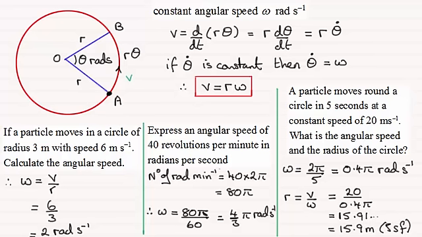Okay, well, I hope that's given you an idea on how we can use this connection between v and the angular speed and the types of questions that would involve that. Okay?